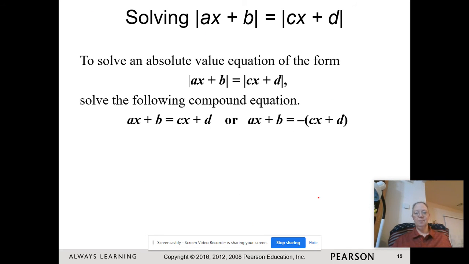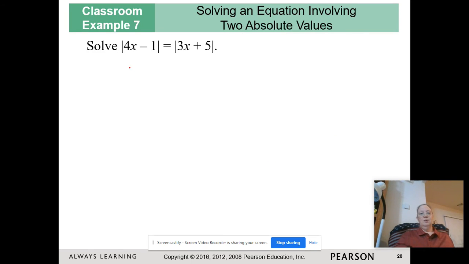Okay. Now, when we have an absolute value equal to an absolute value, we still have to set it equal to the positive. We still have to set it equal to the negative. Be really super careful when you set it equal to the negative to put that in parentheses. Super important. So we are going to set it equal to the positive. And we're going to set it equal to the negative in parentheses.